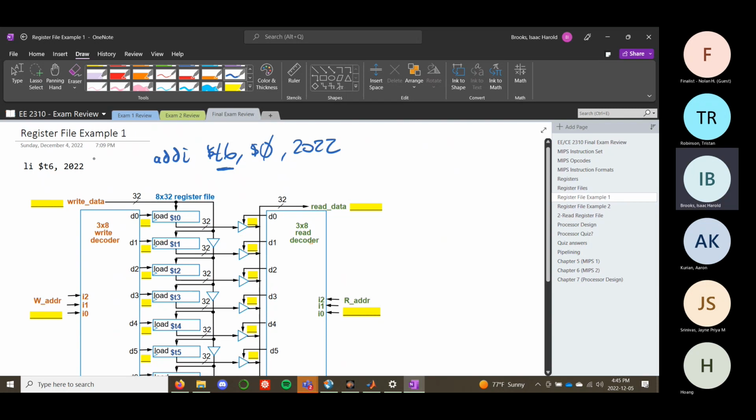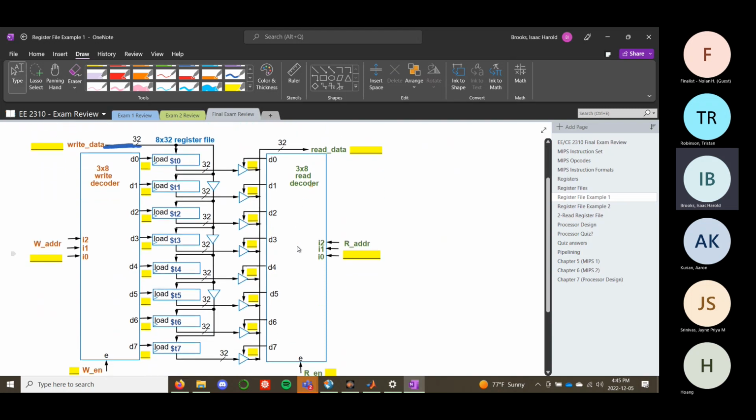So the idea behind load immediate is we're going to be writing 2022 into T6. That's why I wrote that as a little example. So let's just say that we know what the 32 bits that represent 2022 are, because I feel like we're pretty good at doing binary to decimal calculations by now, right? Okay. So let's say that we know what that is. That's going to be on our write data. Our goal is to get that into T6, which is down here.